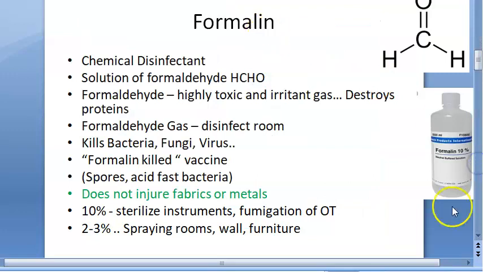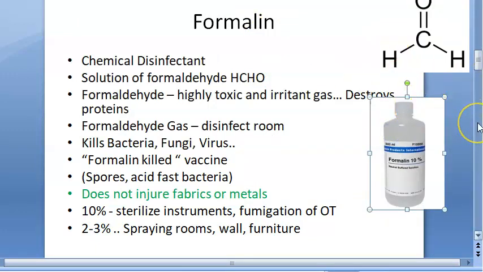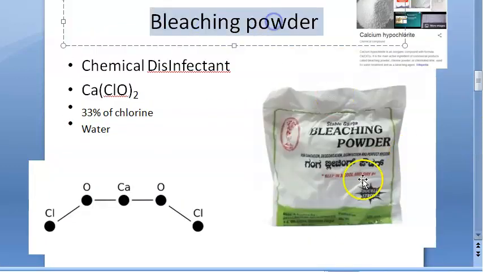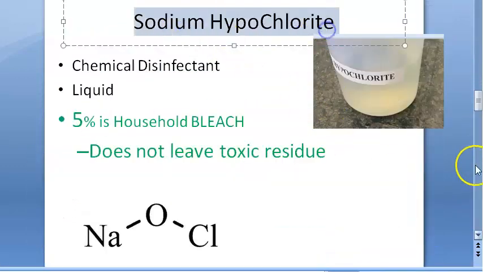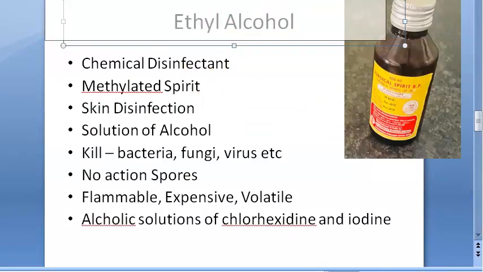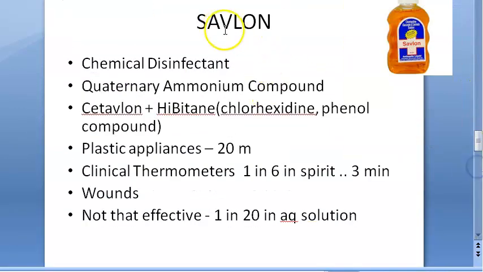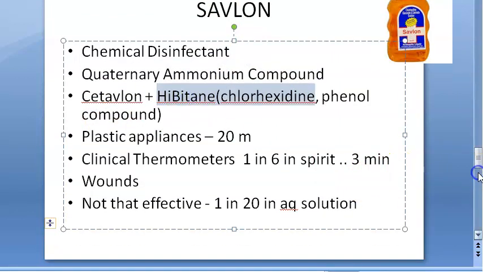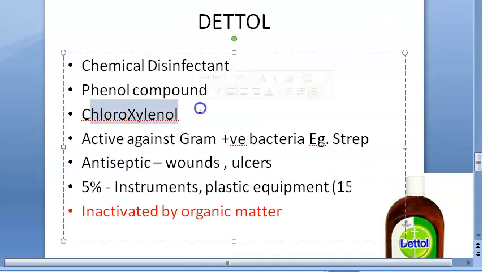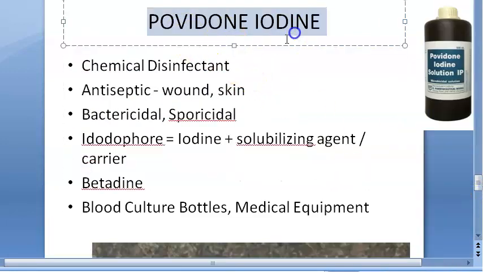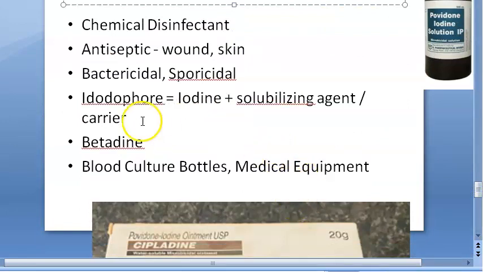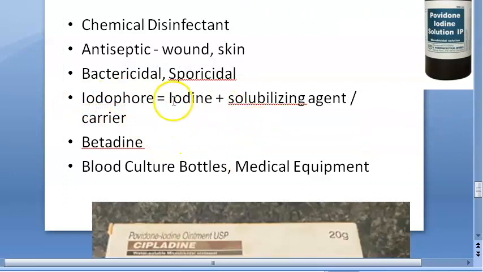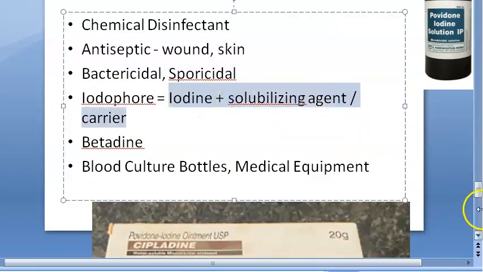So look at some disinfectants you should know. Formalin, right? Formaldehyde, solution of formaldehyde. Bleaching powder, then sodium hypochlorite, ethyl alcohol, spirit, Savlon, that is Cetavlon, Hibitane, Dettol, that is chloroxylenol, povidone iodine, which we told you is an iodophore, right? Iodophore, right? So that is nothing but iodine in a carrier, so that it will have slow release.